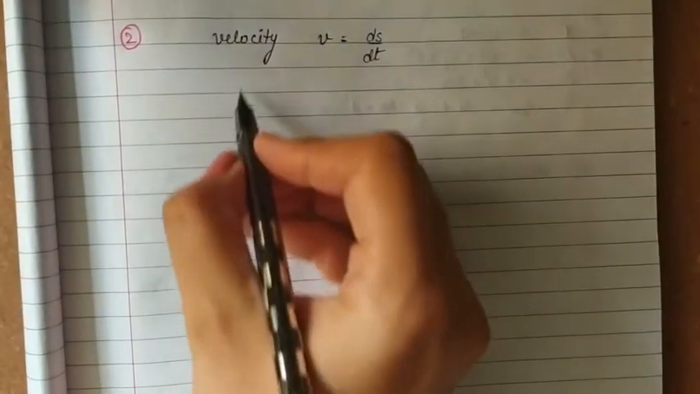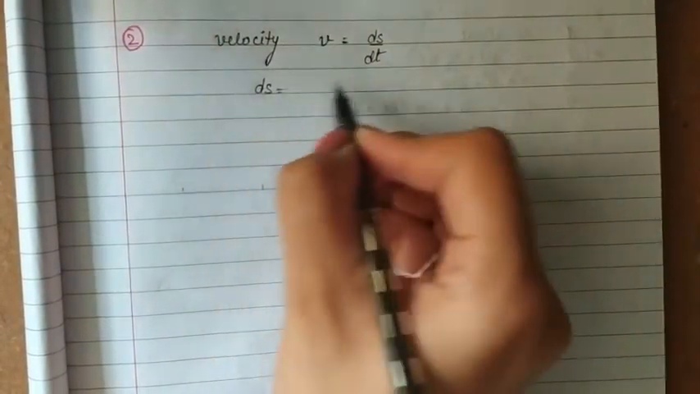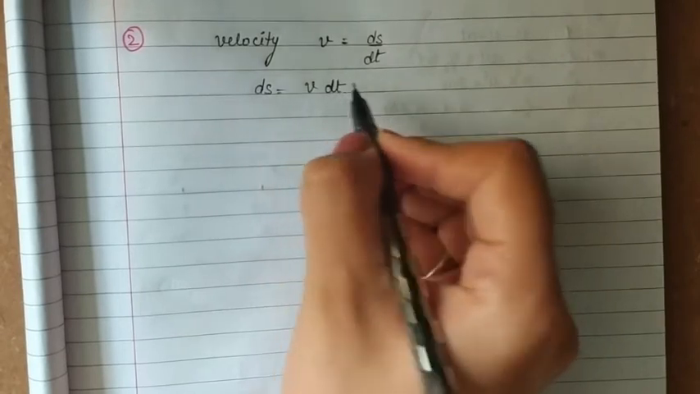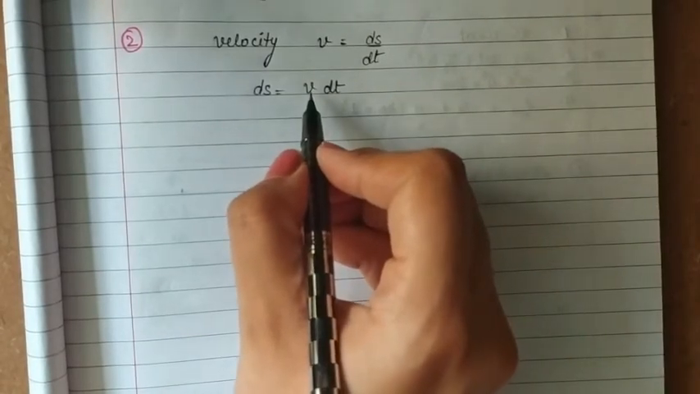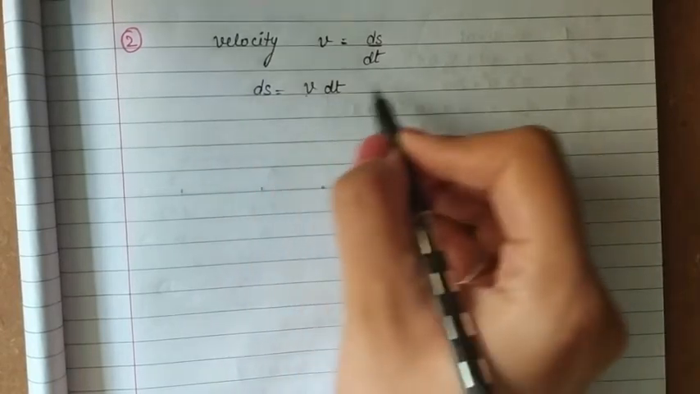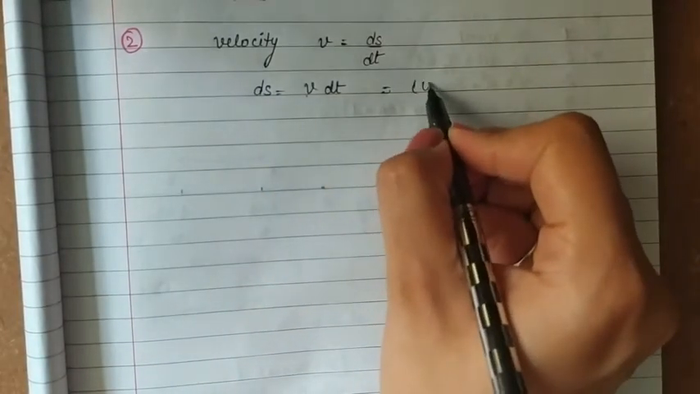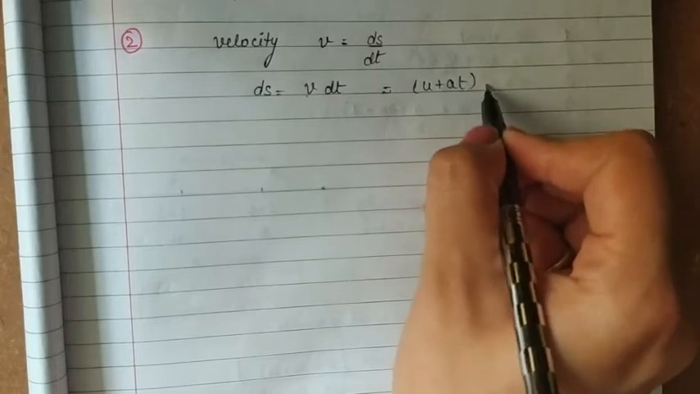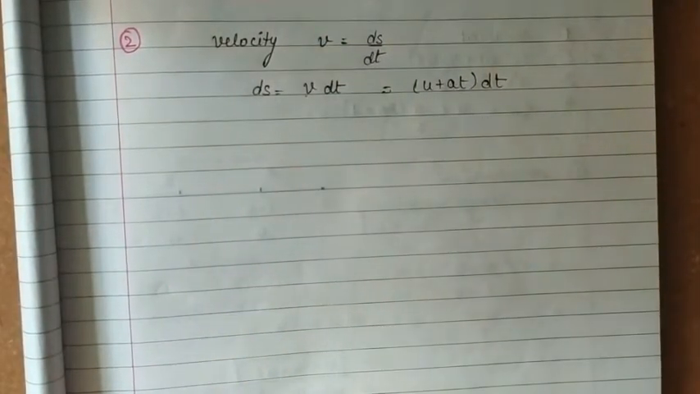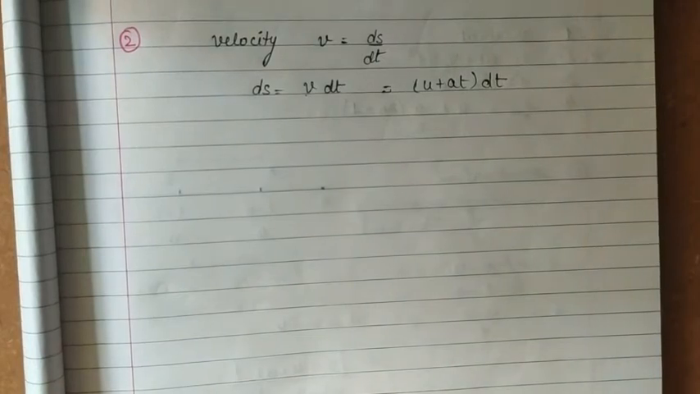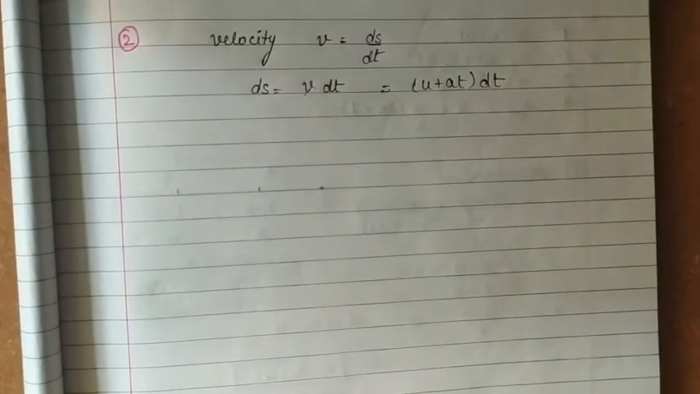By rearranging it, we get ds is equal to v dt, and from equation number 1 we know that the first equation of motion says that v is equal to u plus at, so we can write it as u plus at dt. Okay, so this is the value of ds is equal to u plus at dt. Now we will integrate, but before that we have to take the limits.